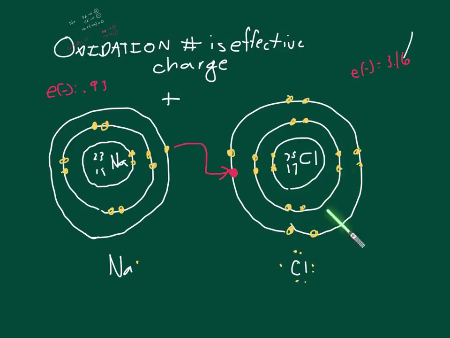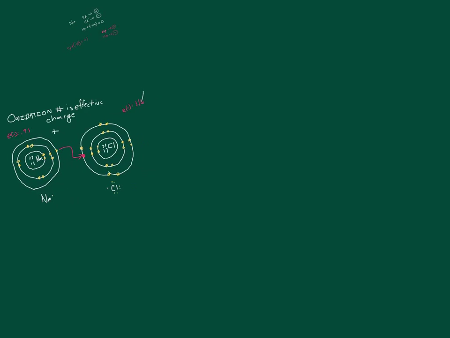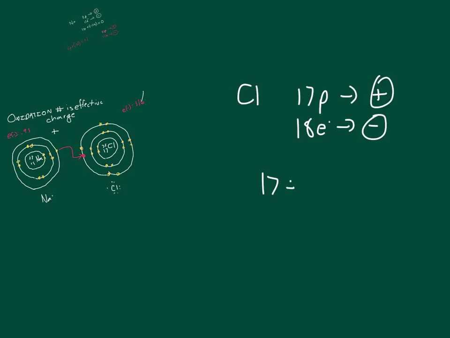Chlorine has to gain a charge too because it's gained an electron. So now chlorine, we know it has 17 protons, but how many electrons does it have? Now if we actually added these up, we'd see that chlorine has 18 electrons. So let's solve for what chlorine's charge is again. So chlorine, after sodium gives up its electron, has 17 protons, 18 electrons. The 17 protons are all positively charged, the 18 electrons are all negatively charged. And to solve again, we have 17 plus negative 18, and that makes a negative 1 charge.